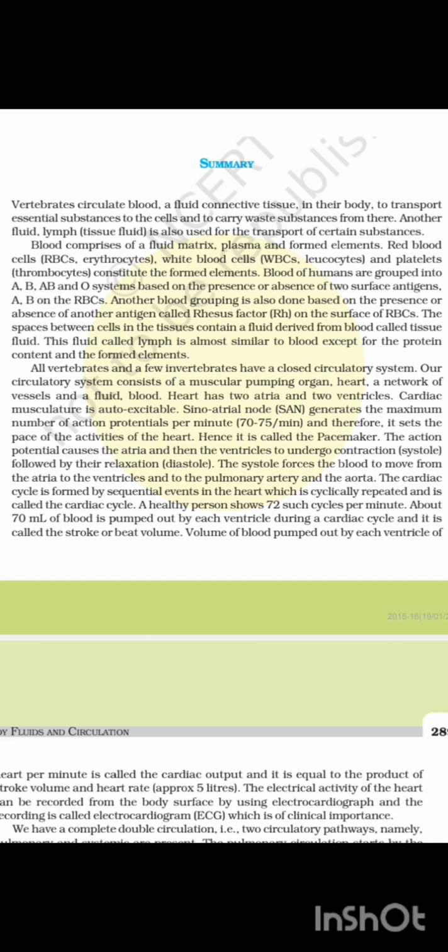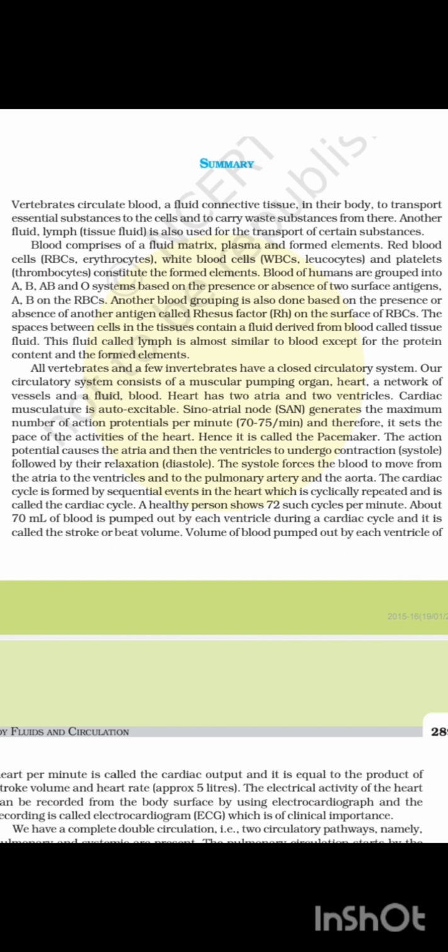The action potential causes the atria and then the ventricles to undergo contraction, systole, followed by their relaxation, diastole. The systole forces the blood to move from the atria to the ventricles and to the pulmonary artery and aorta. The sequential events in the heart, which are cyclically repeated, are called the cardiac cycle. A healthy person shows 72 such cycles per minute.